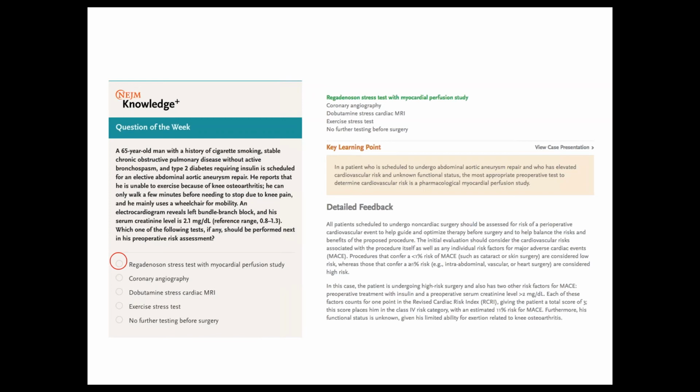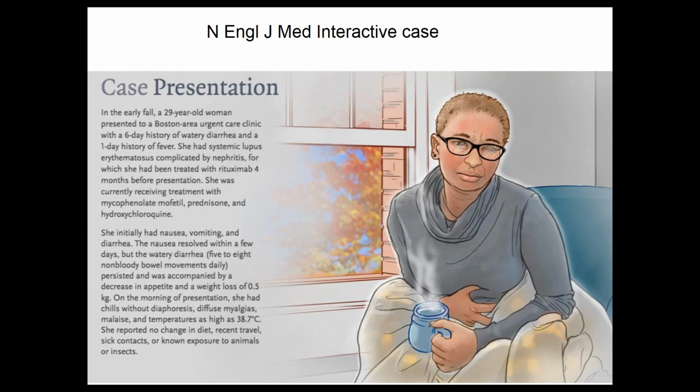The pundits say regadenoson stress test with myocardial perfusion. And I can tell you, we aren't given the results of the test, but I can tell you what the unclear medicine people are going to say. They're going to say that coronary artery disease cannot be ruled out. And then the next thing that'll happen is somebody's going to send this poor person to coronary angiography. So much for that. We're almost done, but I did want to briefly show you this because I love these interactive cases in the New England Journal.